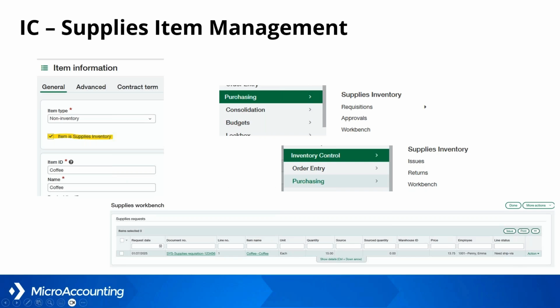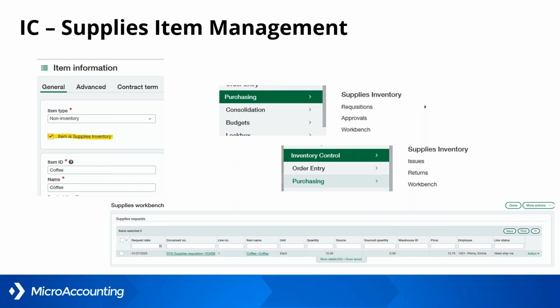So a couple of screenshots here for this one. On the left is an item setup. You can see I've got a non-inventory item and I've got it marked now. There's a checkbox to say that this item is a supplies inventory item. And then I will see a couple of other task menus under my purchasing menu. I have a supplies inventory section with requisitions, approvals, and a supplies workbench.